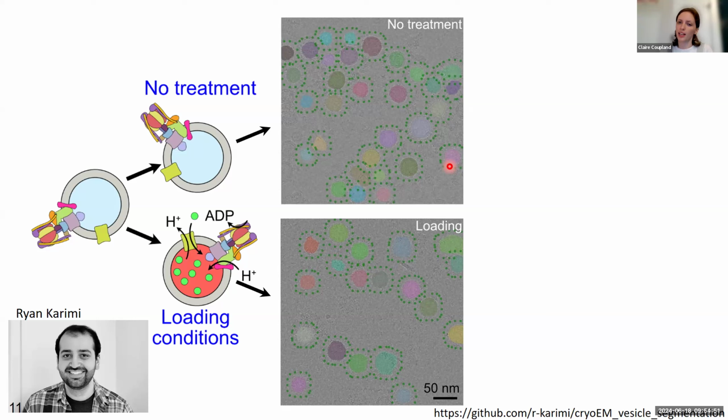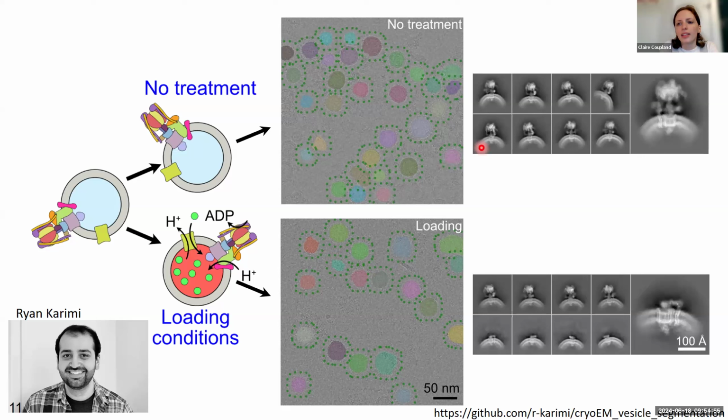And then once we collected these particles, we did pretty exhaustive 2D classification and came up with the 2D classes up top for the resting state V-ATPase, where you can see all of these have a V1 domain, VO domain, intact V-ATPases. And somewhat surprisingly, we observed that a subset of the 2D classes for the loading conditions data set lacked that V1 domain, suggesting that we'd observed dissociation of the V1 domain from the VO domain under these conditions.